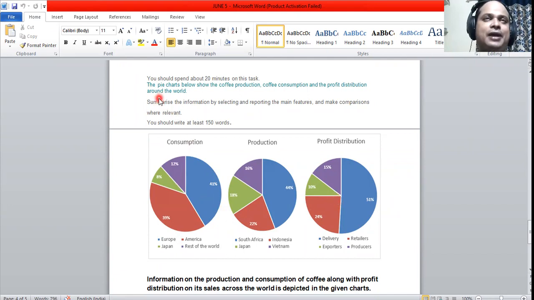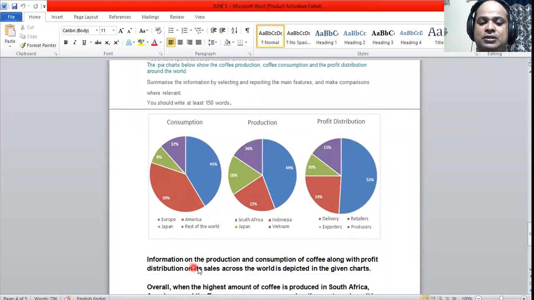So what should be there in the introduction? The introduction is to be rephrased. What is the picture and what is it about? The picture is the production and consumption of coffee along with profit distribution on its sales across the world. Where is it depicted? It is depicted in the given charts, chart number 1, 2, 3. So: information on the production and consumption of coffee along with profit distribution on its sales across the world is depicted in the given charts. So the introduction is clear to you.